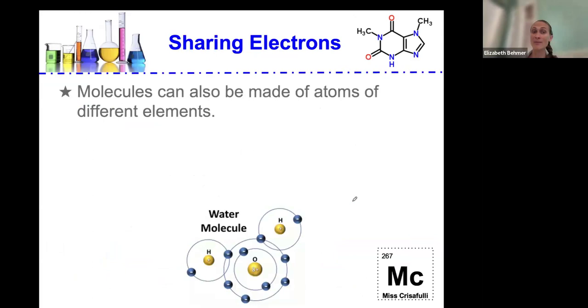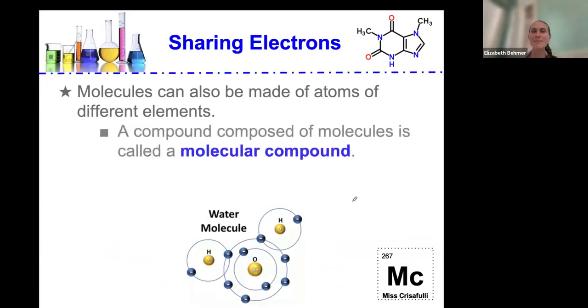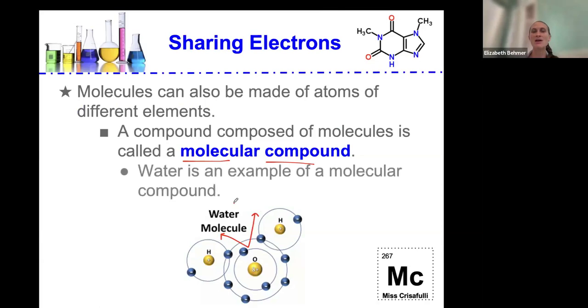Molecules can also be made of atoms of different elements. For example, water. A compound composed of molecules is called a molecular compound. So here is a water molecule made of two hydrogens and an oxygen. And because of the molecular arrangement, water has a little bit of an angle to it, the actual molecule. So water is an example of one of those molecular compounds.